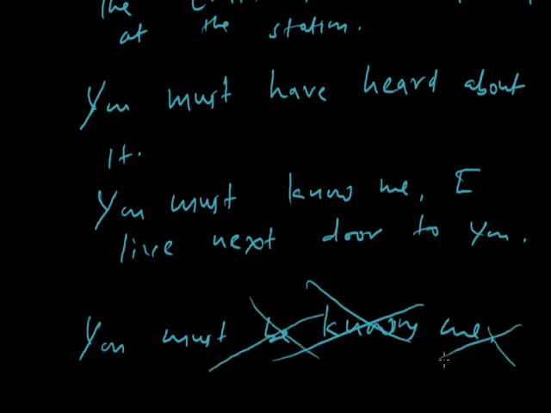Clear? Instead of "you must be knowing," you had to say "you must know me." Of course, "you must know me" has two meanings. "You must know me" means it is compulsory for you to know me, man. And the second meaning is, of course, a very strong possibility. You must know me. I live so close to you. I live next door to you, man. Is that clear to you?